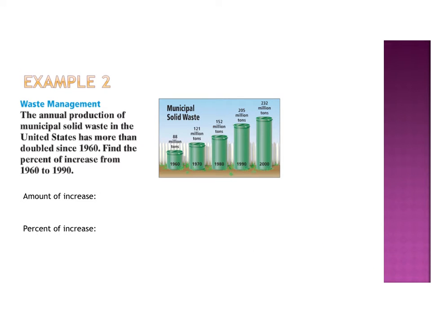For example 2, it says the annual production of municipal solid waste in the United States has more than doubled since 1960. Find the percent increase from 1960 to 1990. If we look at 1960, that's this one here, and the data for 1990 is right here. Ultimately, we have 205 million tons and 88 million tons. So I have to find the amount of increase. I have 205 minus 88, and that's going to give me 117 million tons.